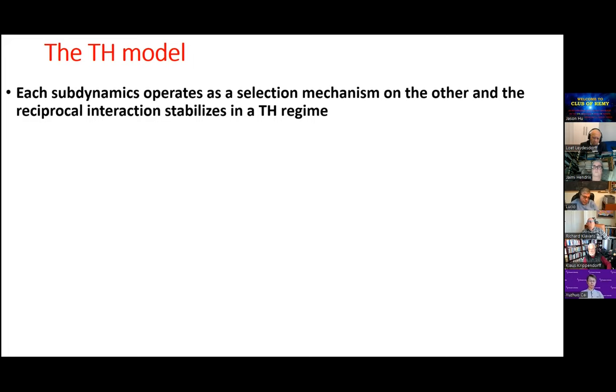Before going to this point, let's say that in the triple helix model, each subdynamic operates as a selection mechanism on the others, and the reciprocal interaction stabilizes in a triple helix regime. That is, they select one another with respect to the opportunities and the variants that they produce. And this reciprocal interaction over time is supposed to stabilize in a combination of the three helixes that makes a regime.